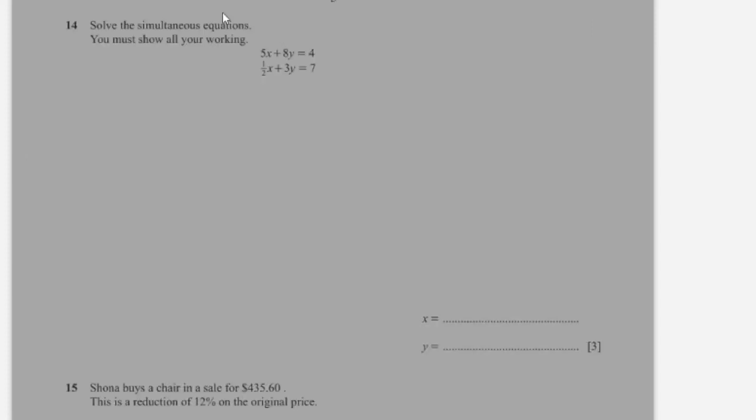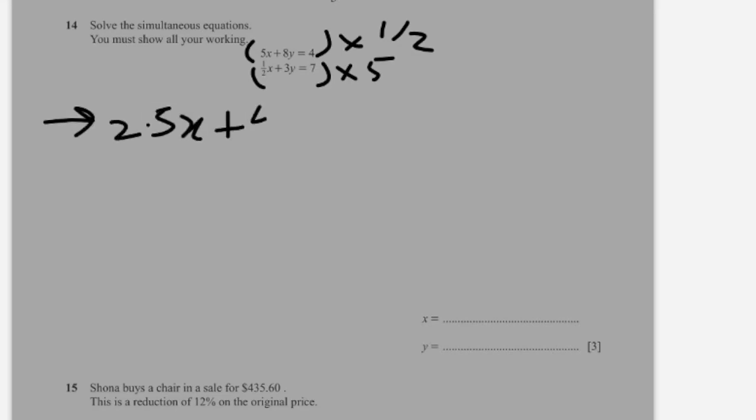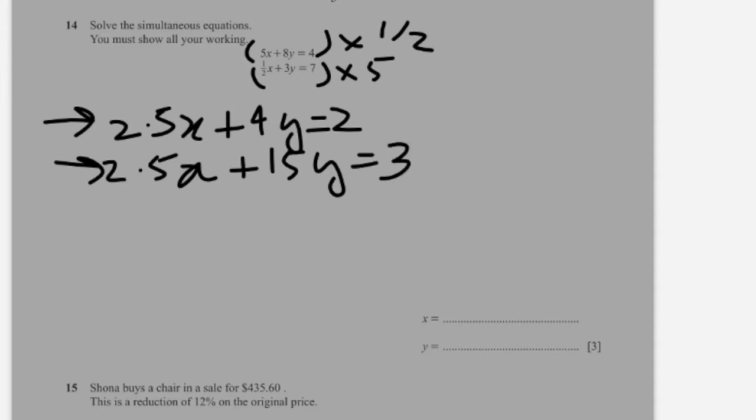Question number 14. Solve the simultaneous equations. You must show all your working. So I'll be using the elimination method over here. I'll multiply 5 with the second equation and half with the first equation. So we have our first equation converted to 2.5x plus 4y is equal to 2, and we have our second equation as 2.5x plus 15y is equal to 35.